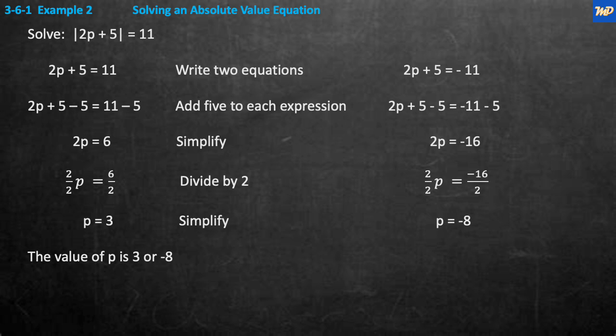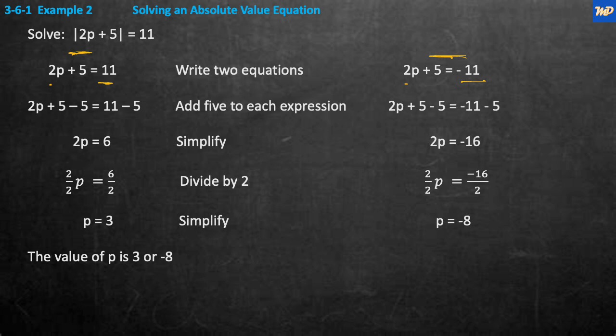So example 2, solving an absolute value equation. Let's try one. Solve the same one we looked at: the absolute value of 2p plus 5 equals 11. As you see, there are two solutions, one on the left-hand side and one on the right-hand side, and we're going to follow them both down. We start off with 2p plus 5 equals 11 on one side, and 2p plus 5 equals negative 11 on the other side.